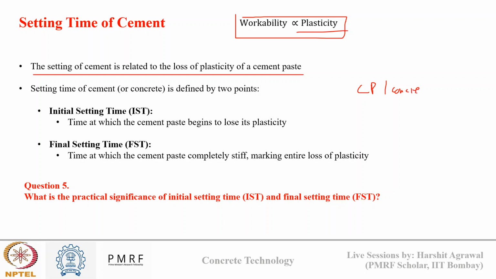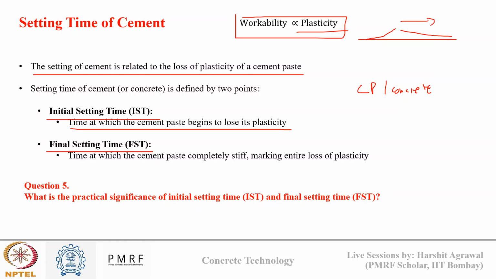Now, when we talk about cement paste or concrete, you would generally have seen that two setting times are reported. One is the initial setting time and one is the final setting time. So what do these two setting times mean? Initial setting time is the time at which cement paste begins to lose its plasticity. Initially my cement paste is completely plastic, it is flowable.